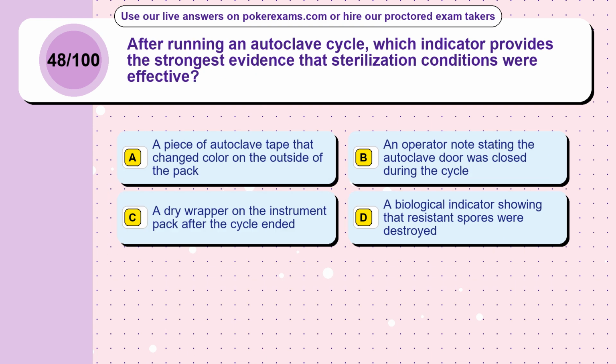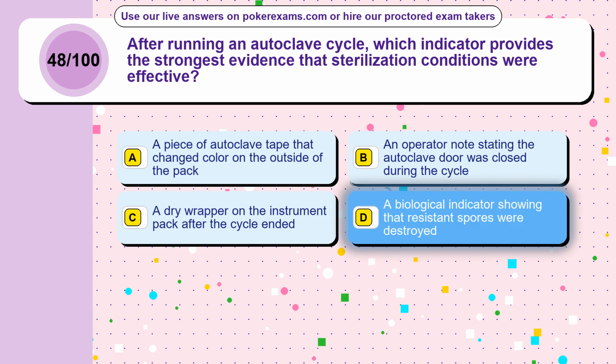Question 48. After running an autoclave cycle, which indicator provides the strongest evidence that sterilization conditions were effective? Option A, a piece of autoclave tape that changed color on the outside of the pack. Option B, an operator note stating the autoclave door was closed during the cycle. Option C, a dry wrapper on the instrument pack after the cycle ended. Option D, a biological indicator showing that resistant spores were destroyed.